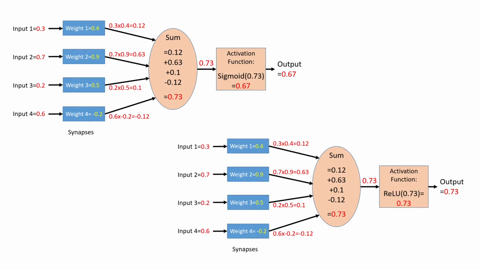Changing the activation function of the neuron usually changes the final neuron output. Here are 2 neurons with the same inputs and weights but different activation functions. The top neuron has a sigmoid activation function and a final output of 0.67. The bottom neuron has the ReLU activation function, and you will see that the output changes to 0.73.